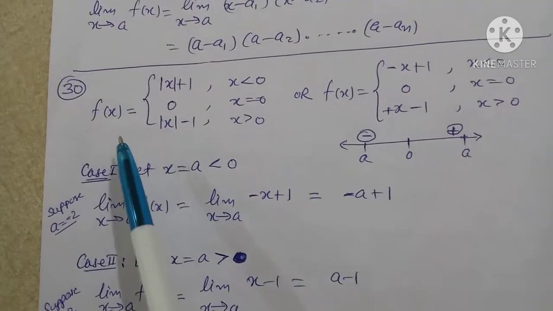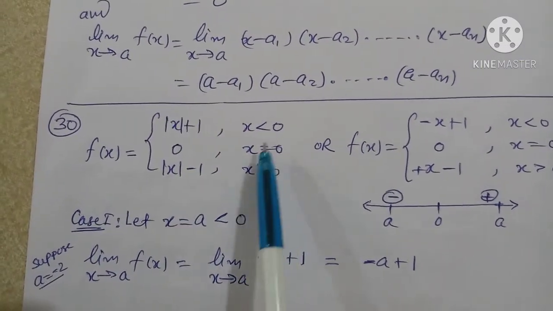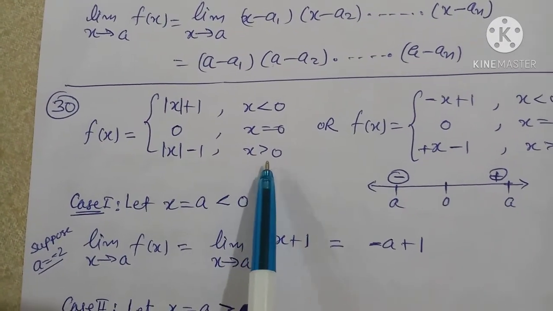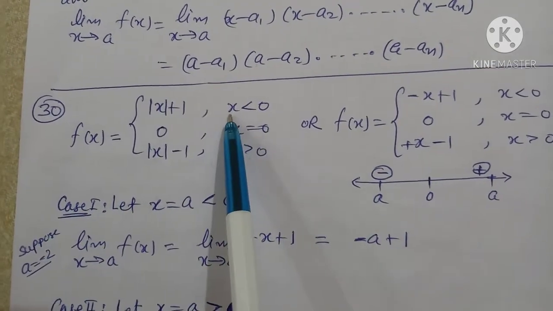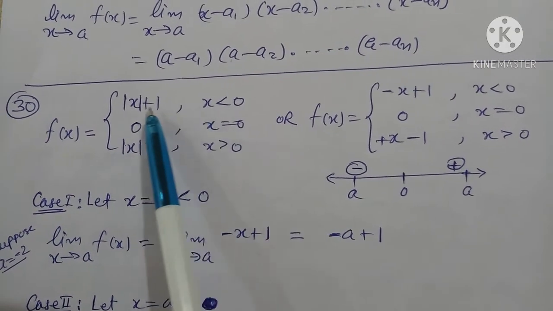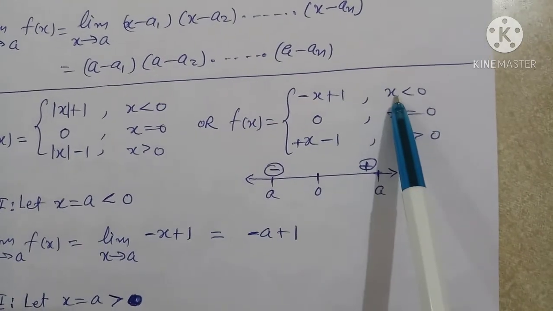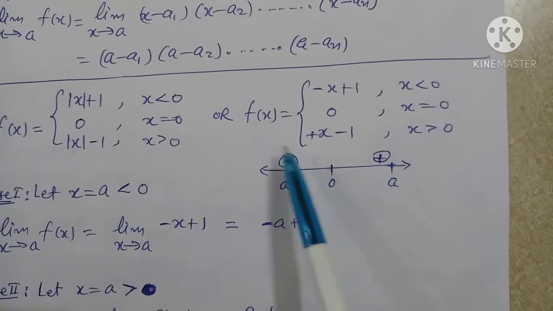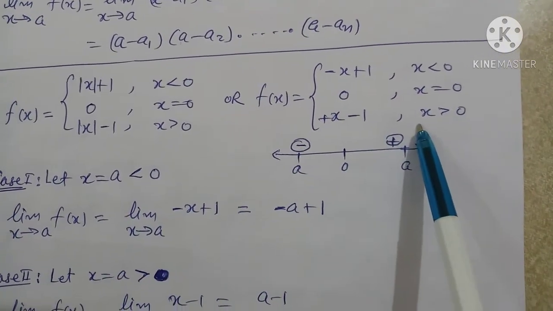In question number 30, f(x) is equal to mod of x plus 1 when x is less than or equal to 0, 0 when x equal to 0, and mod of x minus 1 when x is positive, means greater than 0. Since x is less than 0, remove this mod and write only minus x, because in negative interval it is negative. So see this function, when x is less than 0 it is minus x plus 1, and when x is positive, remove this mod and write only plus x, so x minus 1.